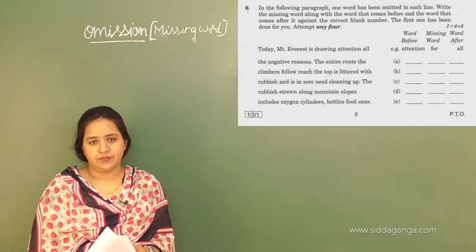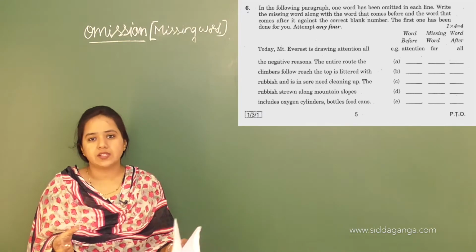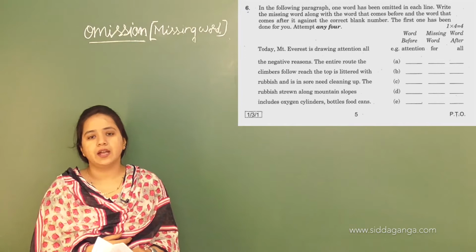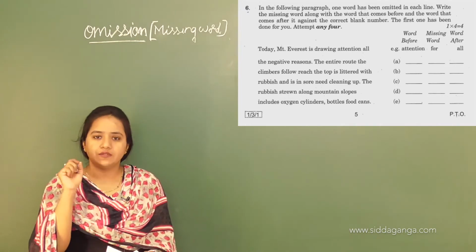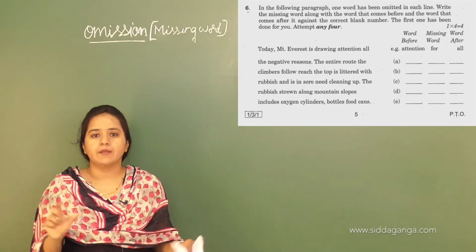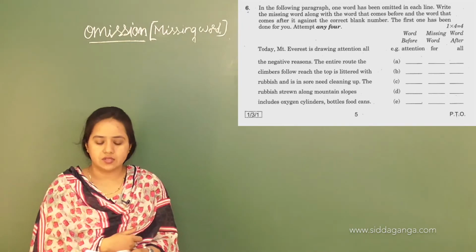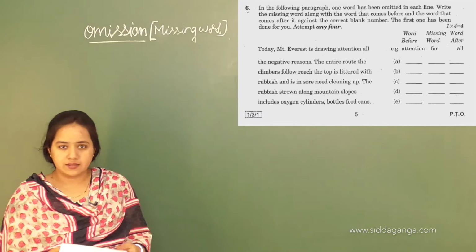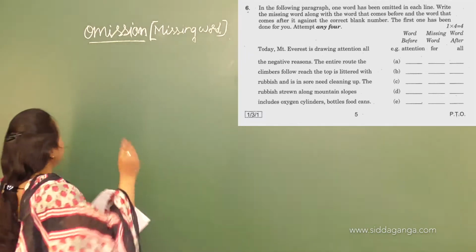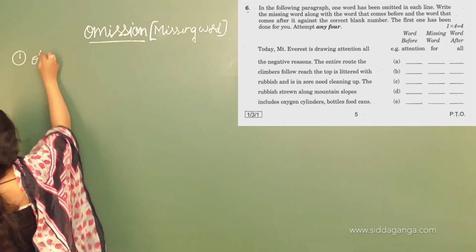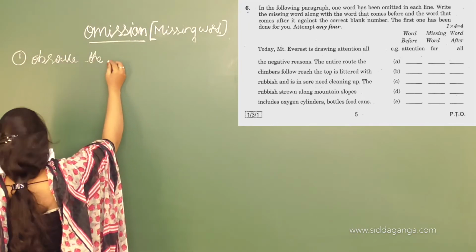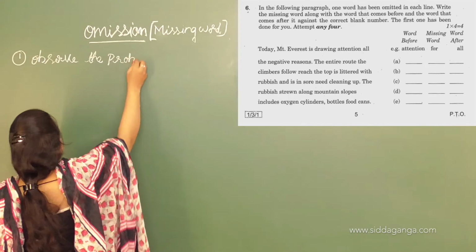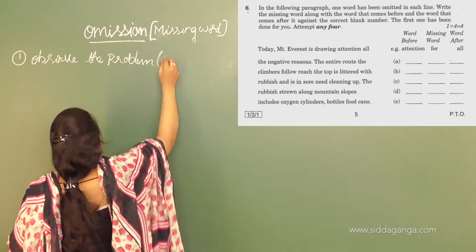This is the question. When you see these kinds of questions, the first thing that comes to your mind is how you are going to find the problem. The first thing is you should know all the grammatical rules. So what are those? First rule: observe the passage, observe the problem which is in the passage.